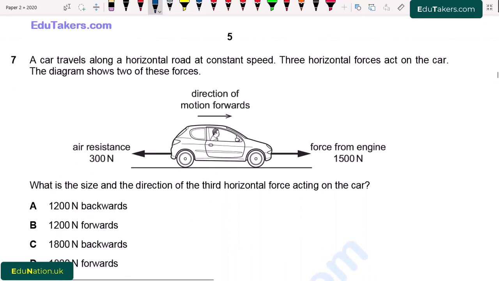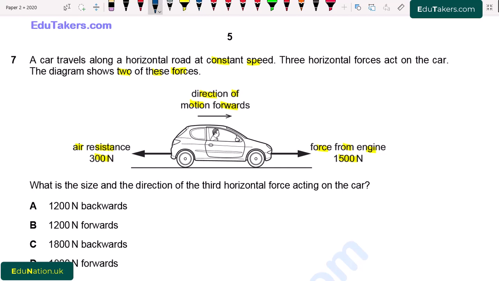Question number 7. A car travels along a horizontal road at constant speed. 3 horizontal forces act on the car. The diagram shows 2 of these forces. What is the size and the direction of the third force acting on the car? So first of all, in this diagram we can see that force from engine, it is 1500 Newton and the air resistance is 300 Newton. The direction of motion of the car is forward. So here we have to find out the third force.